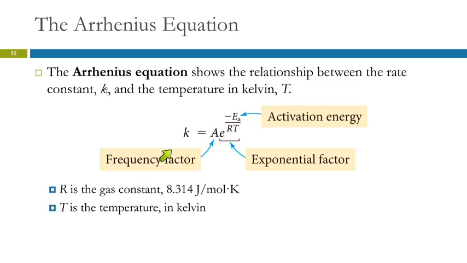So the rate constant is equal to A, the frequency factor, times e raised to the negative Ea over RT. Ea is the activation energy. R is the ideal gas constant. Here we're going to use the 8.314 joules per mole Kelvin version. Activation energy would be measured in joules. And T is the temperature in kelvins. So this is the inverse natural log of negative Ea over RT.